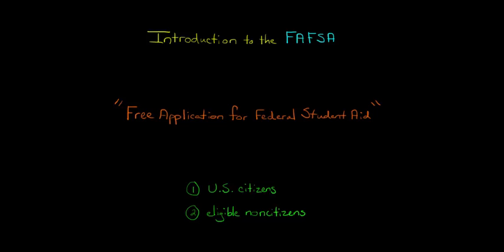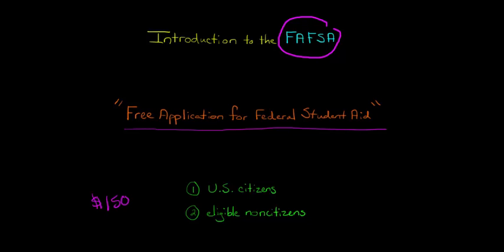In this video, we're going to discuss the FAFSA, which stands for Free Application for Federal Student Aid. Each year, the federal government gives $150 billion in aid in terms of grants and student loans to U.S. citizens and eligible non-citizens to help them pay for college. The FAFSA form is the form that unlocks all that aid. That's the form that you have to file in order to be eligible for any of that kind of aid.